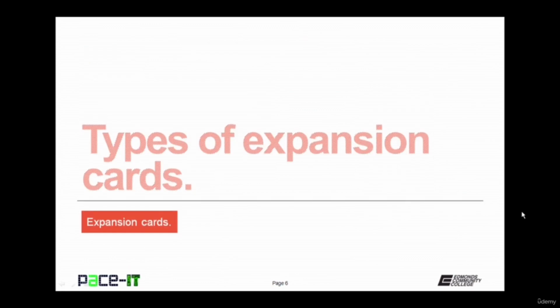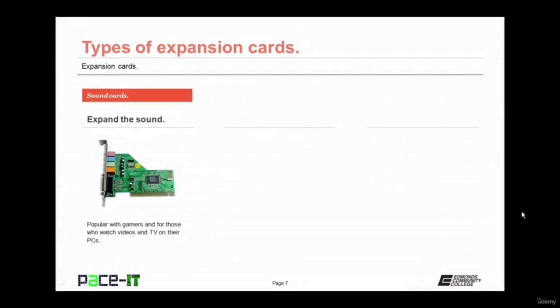Now let's briefly touch on different types of expansion cards. We're going to begin with sound cards. They expand the sound capabilities of your PC. They're popular with gamers and those who watch videos and/or television on their PCs. You can go from mono sound to stereo sound to surround sound with a sound card.